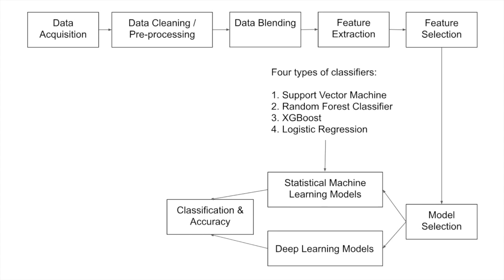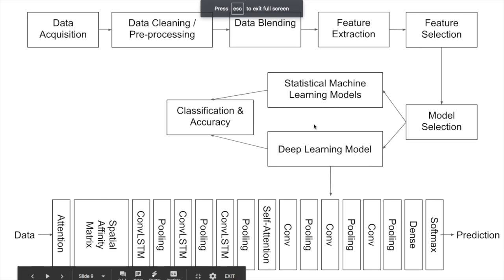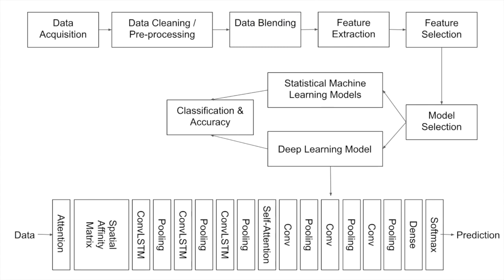Now, in the model selection part, as mentioned before, we explored two paradigms. The first was 4 types of classifiers: support vector machines, random forest classifier, XGBoost, and logistic regression. In the deep learning model, we explored LSTMs, especially convolutional LSTMs, where we augmented LSTMs with spatial affinity matrices and attention models.